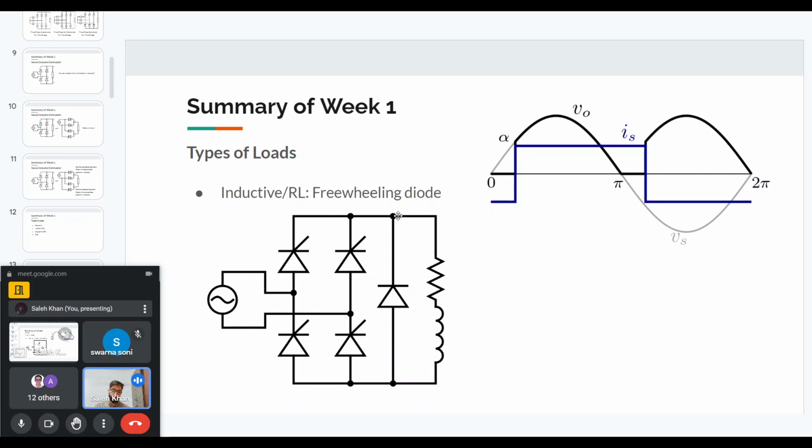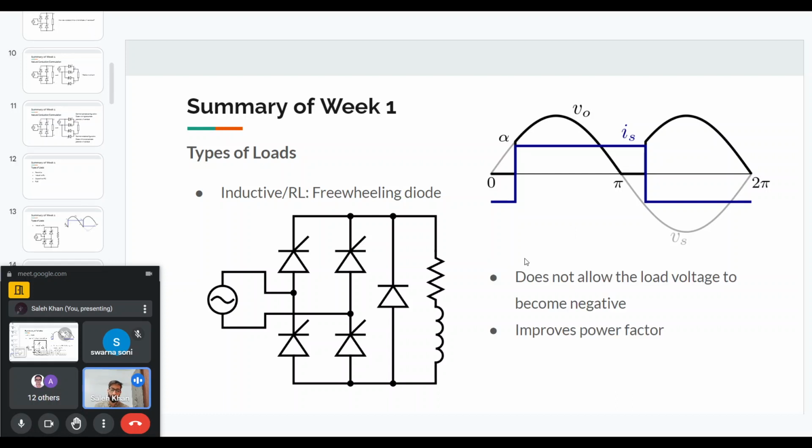And then the inductor current will basically flow through this freewheeling diode. So that is how the inductor current will remain conducting. It will not go to zero because of this freewheeling diode, but the output voltage will remain only positive. So because of this freewheeling diode, our average output voltage increases.